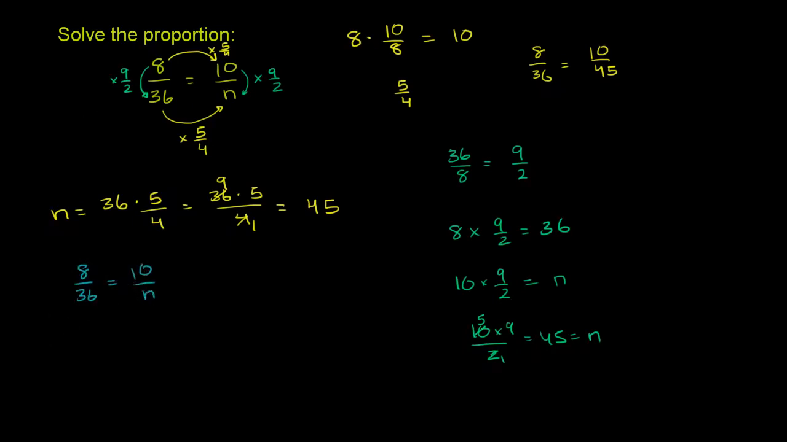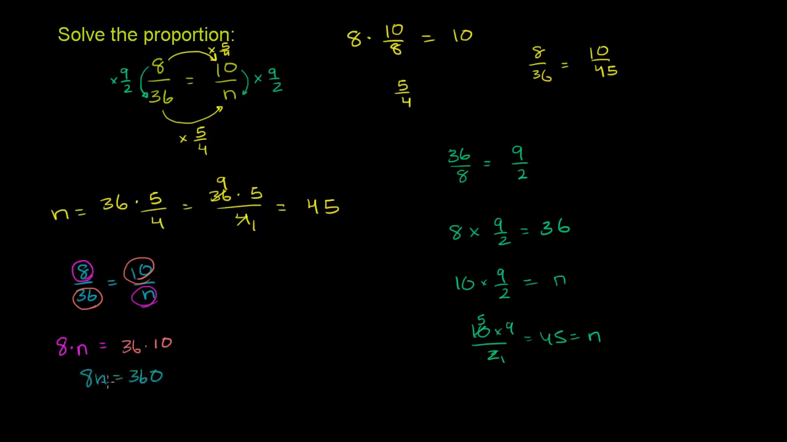When you cross multiply, you're saying that the numerator here times the denominator over here is going to be equal to... so 8 times n is going to be equal to the denominator over here times the numerator over here. This is what it means to cross multiply. So this is going to be equal to 36 times 10. Or you could say that 8n is equal to 360.